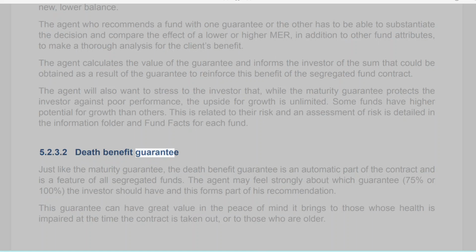5.2.3.2 Death Benefit Guarantee. Just like the maturity guarantee, the death benefit guarantee is an automatic part of the contract and is a feature of all segregated funds. The agent may feel strongly about which guarantee, 75% or 100%, the investor should have, and this forms part of his recommendation. This guarantee can have great value in the peace of mind it brings to those whose health is impaired at the time the contract is taken out, or to those who are older.